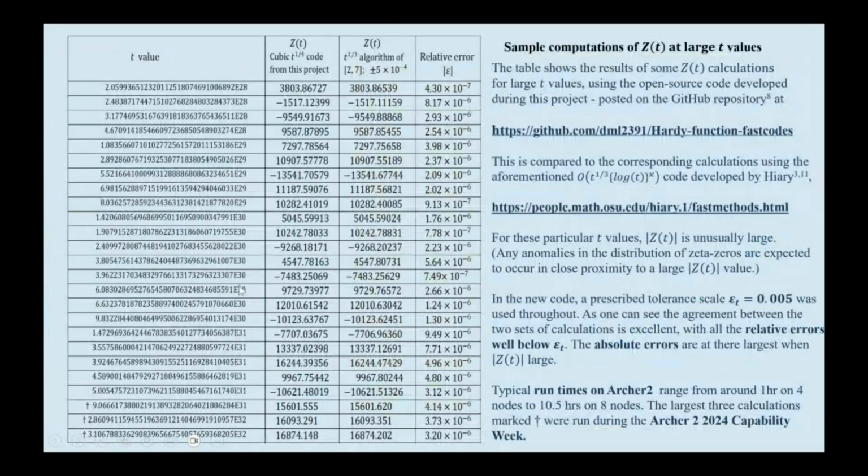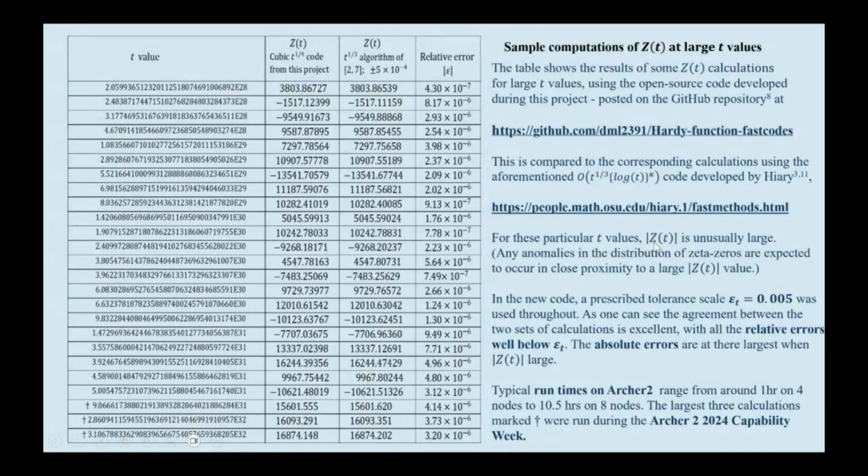Okay, what about the accuracy of the calculations? So we've posted during this project, we've posted this new code onto the GitHub repository. There's a link there, and you can compare the calculations we've done with the calculations of the previous best code, and there's a link to that there. And I've chosen some sample values for t where the absolute value of Z of t is unusually large.